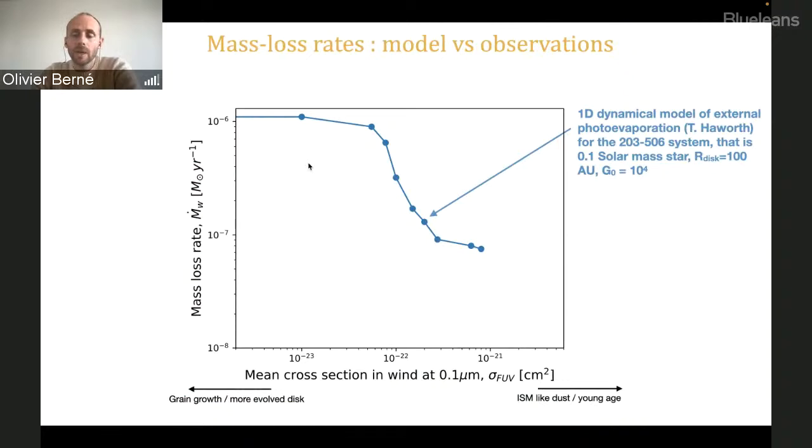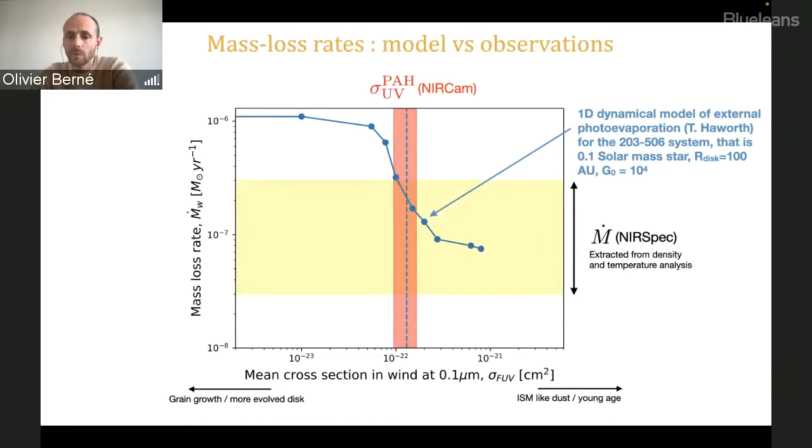So we can now rationalize things around these theoretical predictions, which show the mass loss rate of a protoplanetary disk for the 203-506 system, so theoretical prediction, as a function of the absorption cross-section in the UV. And we can put the observational constraints now, and you find that these constraints put you in a range of relatively low mass loss rates and relatively high UV absorption cross-sections, which fit well together with the theoretical predictions.